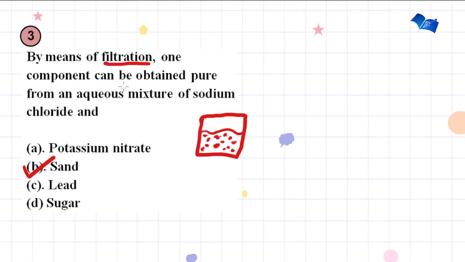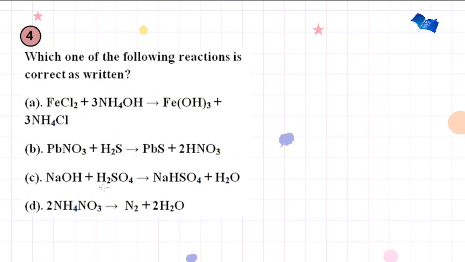So if you want to use filtration to separate a component of this mixture, then definitely sand must be a component. Next question. Which one of the following reactions is correct as written? Now, note that a balanced chemical reaction equation is in line with the law of conservation of mass, which states that matter is neither created nor destroyed. That's simply trying to tell you that the mass of your reactants should also be equal to the mass of your product. And with that, we have option C as our correct answer.